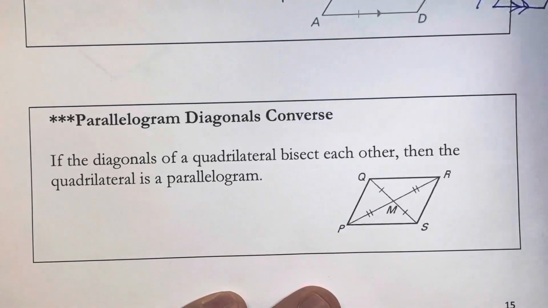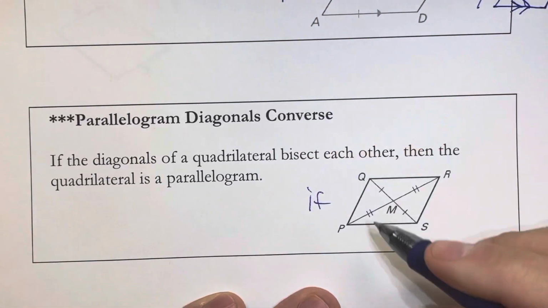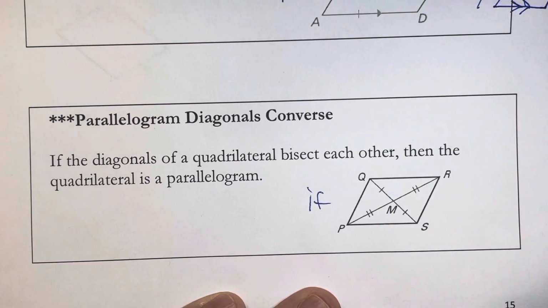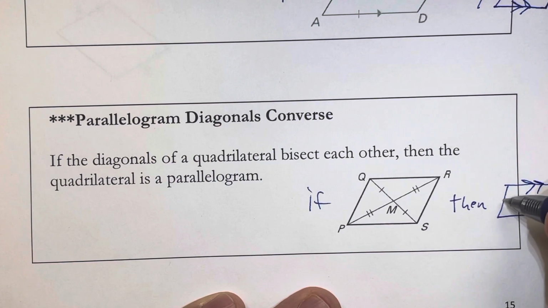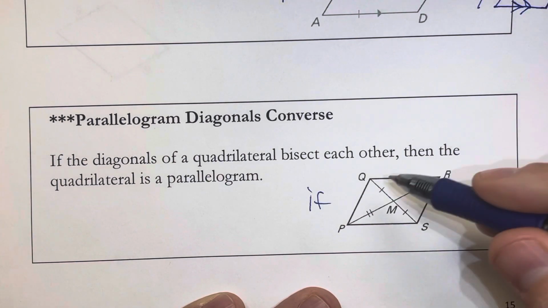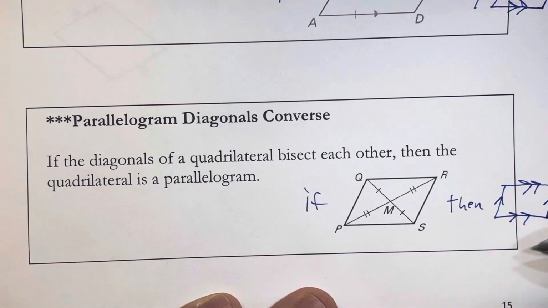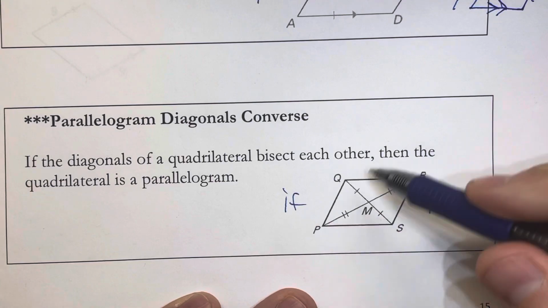And our last one, if both diagonals bisect each other, then the figure is a parallelogram. So we took all the properties from yesterday and just looked at the converse, okay? So if these diagonals bisect each other, then we know it's a parallelogram. So then I would know the opposite sides are congruent, opposite angles congruent, etc.